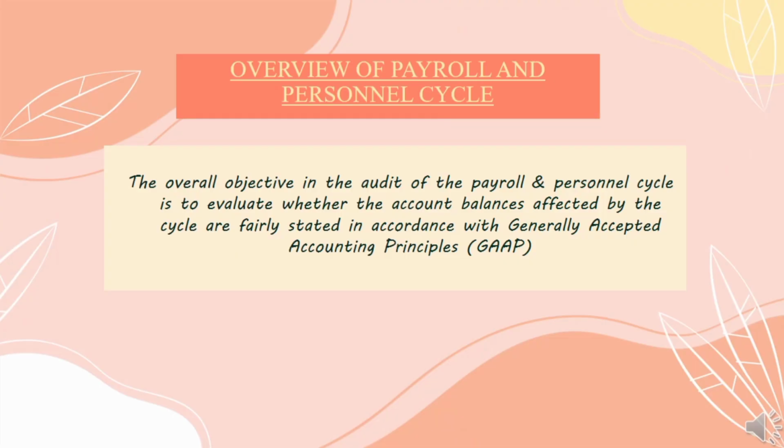Next is the overview of the payroll and personnel cycle. The overall objective in the audit of the payroll and personnel cycle is to evaluate whether the account balances affected by the cycle are fairly stated in accordance with generally accepted accounting principles, or GAAP.